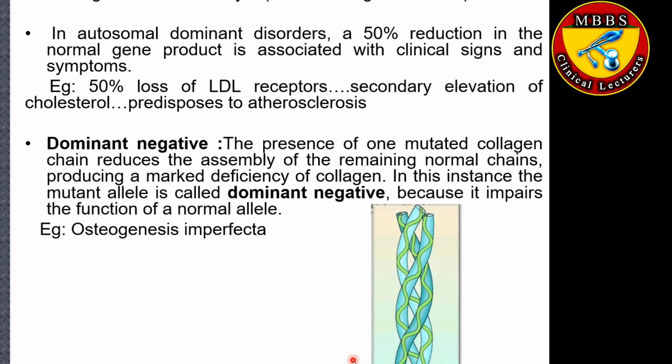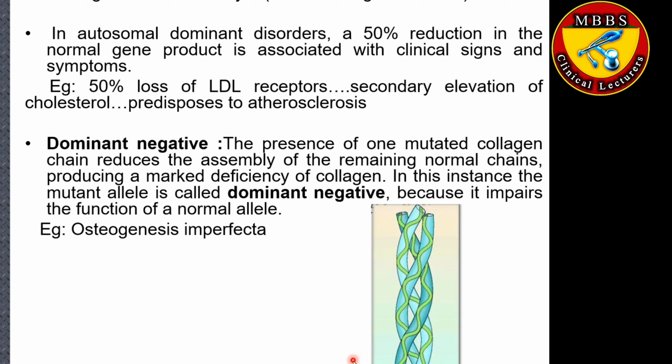Now, the other character of autosomal dominant disorders is that they usually present in delayed life, for example, in Huntington's disease. Then in autosomal dominant disorders, a 50% reduction in the normal gene product is associated with clinical signs and symptoms. Here you can give the example of 50% loss of LDL receptors, which could lead to secondary elevation of cholesterol and can then predispose that individual to atherosclerosis.